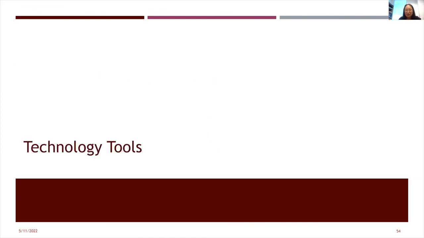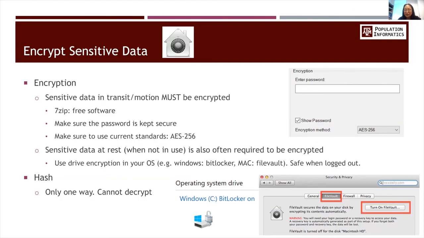Okay, I'm going to now move on to technology tools. And technology tools, I think actually many of you should be very familiar with. I don't know that you would easily associate it with it, but the first technology tool that you have for this is encryption. So if you have sensitive data, please remember encryption, encryption, encryption. Any sensitive data that is in transit, in motion, that means that it's moving between computers, you must encrypt it. There are many encryption tools out there. If you don't have one, one of the easiest things you can use is 7-zip because it's free software. And I have a screenshot of how to use it. You want to make sure your password is secure. You want to make sure that it's using the current standard, which currently is AES 256. So you want to be able to do that.